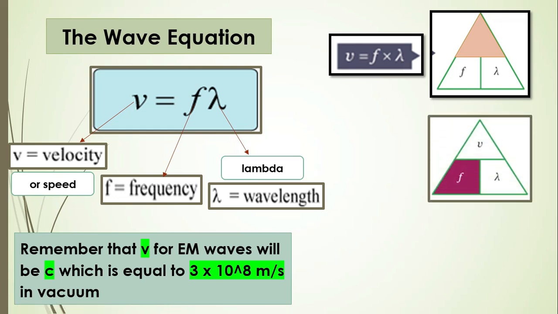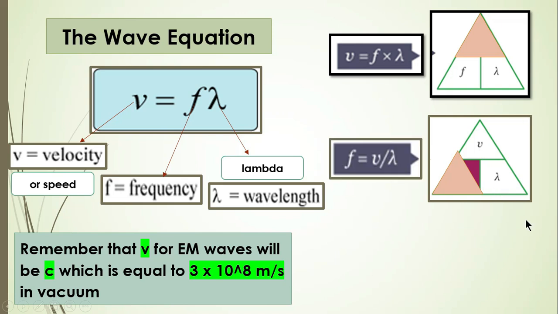Let's say the problem is asking you to compute for the frequency. Using the triangle method, just cover the missing variable, frequency. Then it will give you the formula: V, or velocity, over lambda, or wavelength. It means that you will divide the given value of velocity or speed by the given value of wavelength. So this is the equation: f is equal to V divided by lambda, or wavelength.